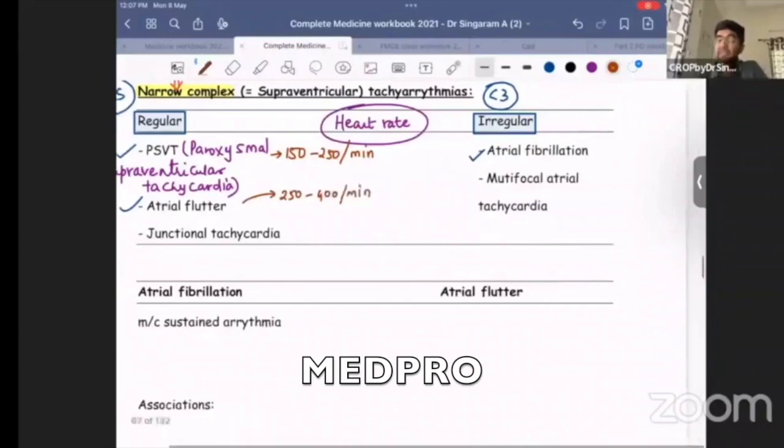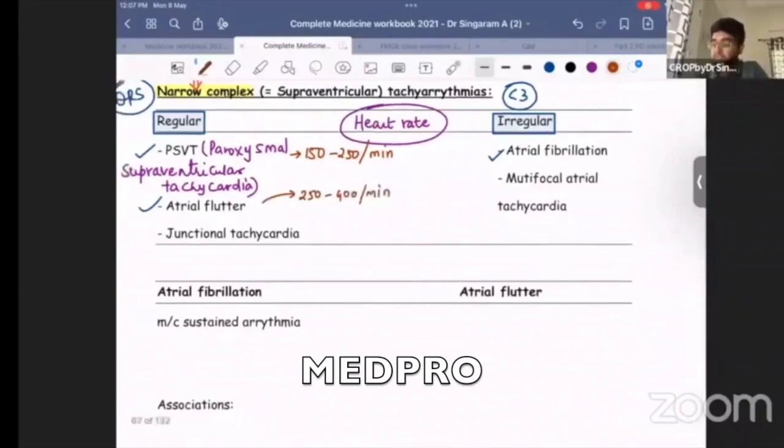Whereas in case of atrial fibrillation, it will be even more. Any idea how much is the heart rate? 400 to 600 per minute. Highest heart rate will be noted in atrial fibrillation. That's what you have to remember. Okay, just a rough number. For example, if your clinical scenario question mentions in the monitor that you are noticing the heart rate of 400, 500, something like that, you can try to categorize them. That is what I am trying to tell you.